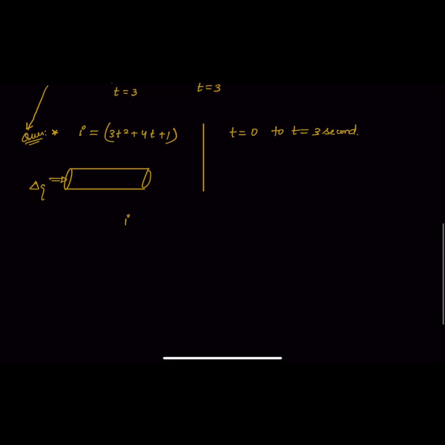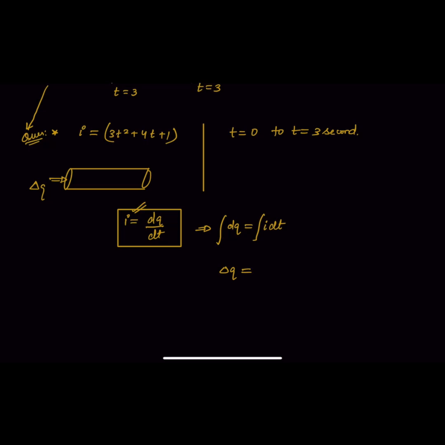We already know the formula I = dq/dt. So I have this, and the equation of the current is given. As I know the concept of differentiation and integration, I'll take dq = I dt and integrate it. Integration of this will give me delta q, that is the charge flown through this span, from t equals 0 to t equals 3 seconds.